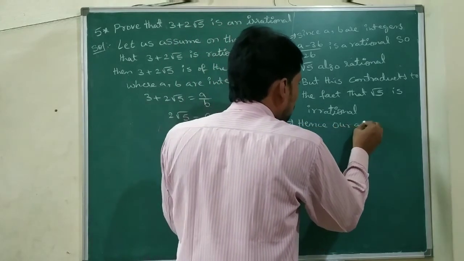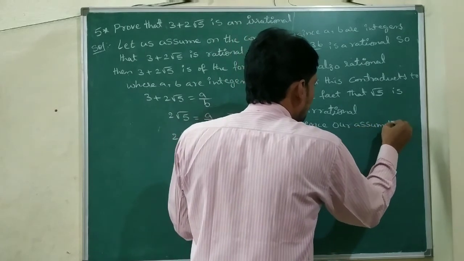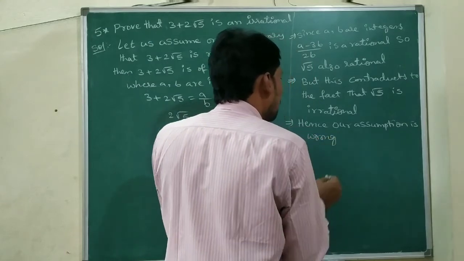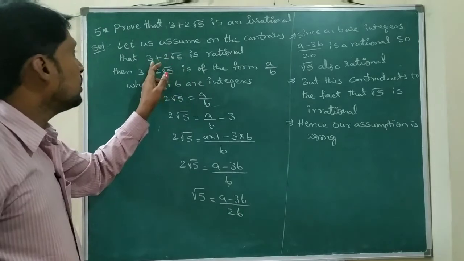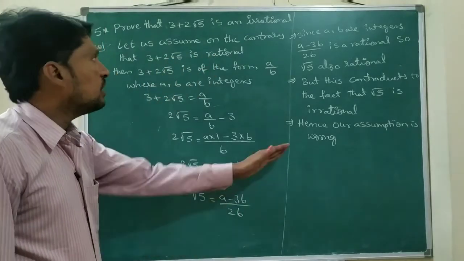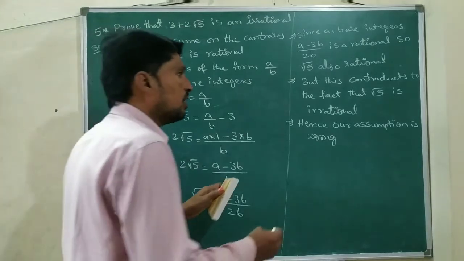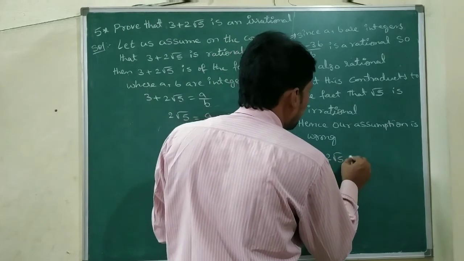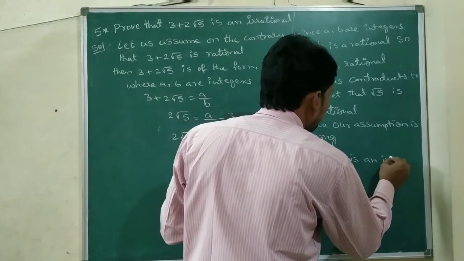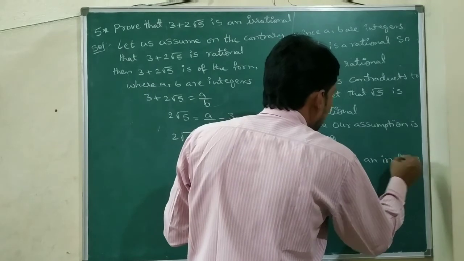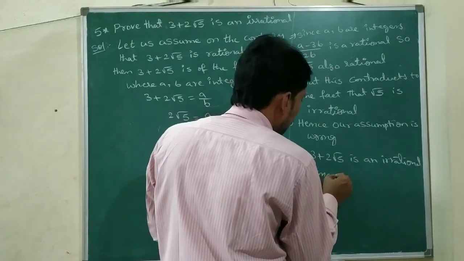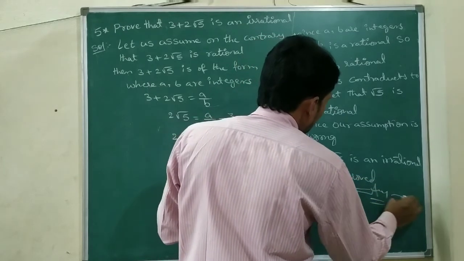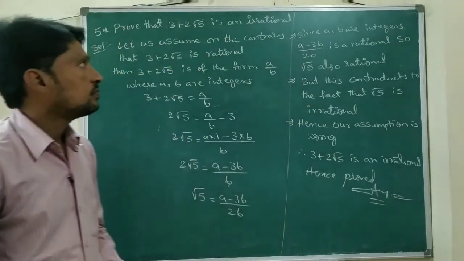Hence our assumption is wrong. The assumption we took, that 3 plus 2 root 5 is rational, is wrong, which means the given statement is right. Therefore 3 plus 2 root 5 is an irrational number. Hence proved.